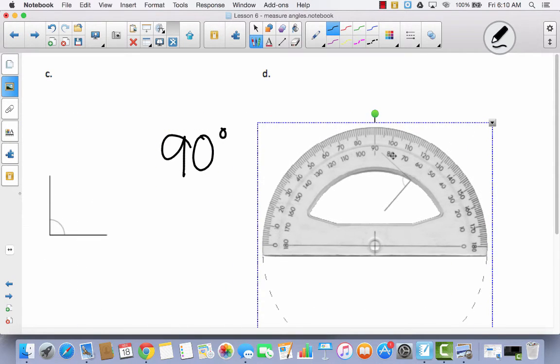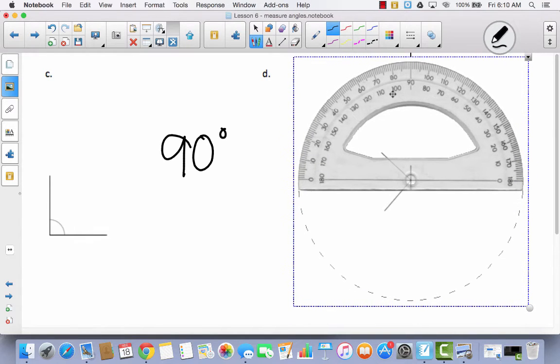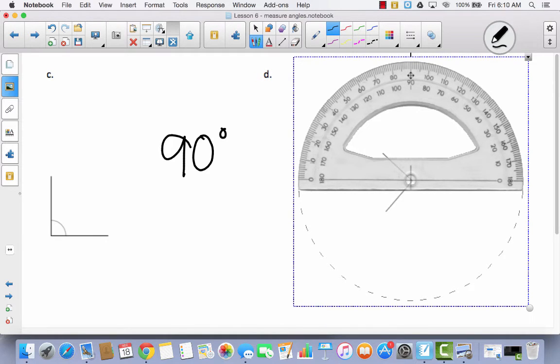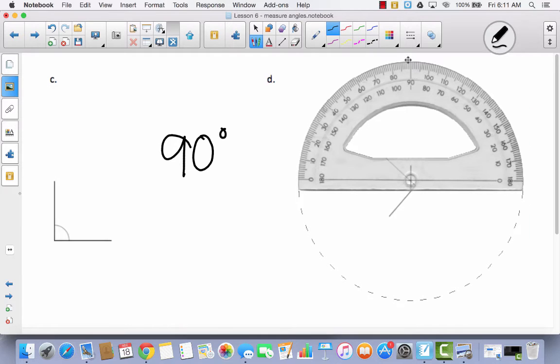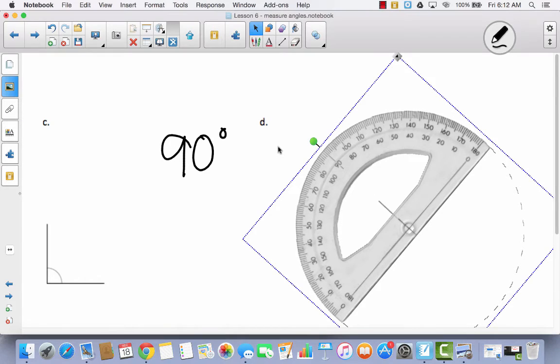Go ahead and try to line up D. Now you'll notice if you don't turn your protractor, you cannot measure your angle like this. You have to rotate your protractor so that it is sitting on the base of your angle. My protractor doesn't want to. Okay, so now that I have my protractor in the proper position, it appears that this angle is exactly 90 degrees too. So let's label that one 90 degrees.